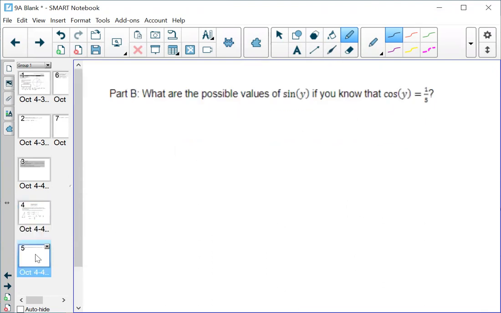Part B, what are the possible values of sine of y if you know that the cosine of y is equal to 1/5? I'm going to start the same way. Just going to draw a quick sketch of a right triangle. And our angle is y this time. And the hypotenuse is still 1. That's supposed to be 1/5. There we go, 1/5. We know that the cosine of y is 1/5.